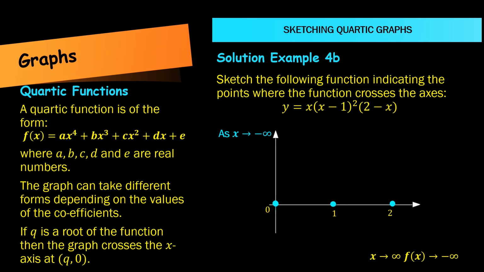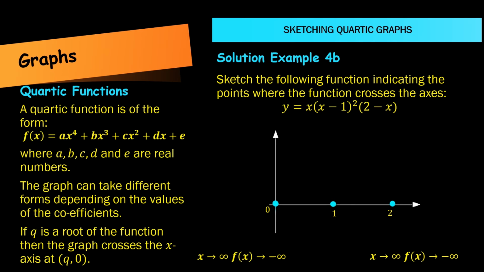Now as x tends to minus infinity, we have x tending to minus infinity, (x minus 1) all squared tending to infinity, and 2 minus x tending to plus infinity. So when we multiply the three by each other, we obtain that f of x tends to minus infinity. So as x tends to minus infinity, f of x tends to minus infinity also.